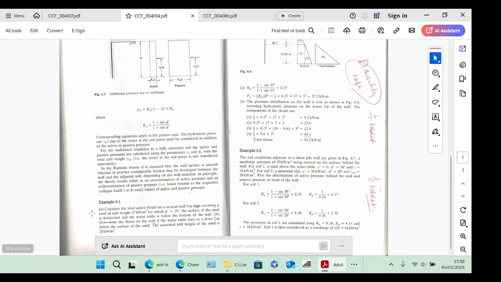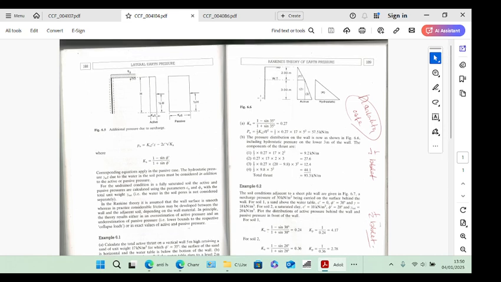So it's example 6.1a. Calculate the total active thrust on a vertical wall 5 meters high retaining a sand of unit weight 17 kilonewtons per meter cubed, for which the effective angle of shear resistance, phi, is 35 degrees. The surface of the sand is horizontal and the water table is below the bottom of the wall. Part B, determine the thrust on the wall if the water table rises to a level 2 meters below the surface of the sand. The saturated unit weight of the sand is 20 kilonewtons per meter cubed.